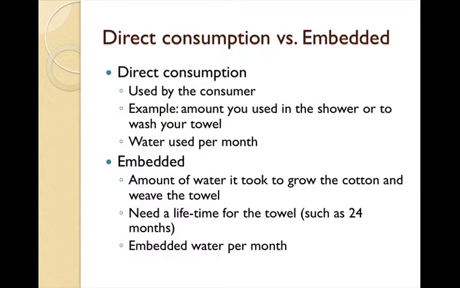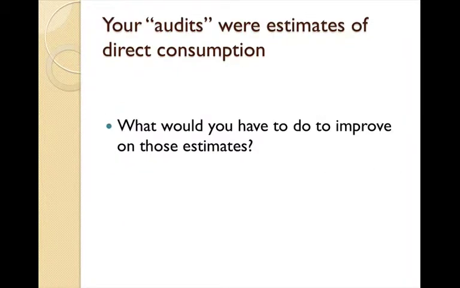So this idea of direct consumption, you're familiar with it, and the idea of embedded energy or water. We talked about the water it took to grow the cotton for a towel and the lifetime of the towel, and what's the embedded use per month. So you can look at that. We did the same sort of exercise in class talking about diapers. So your audits were estimates of direct consumption, and what would you have to do to improve those estimates? And asking this sort of question is what we do in environmental accounting.